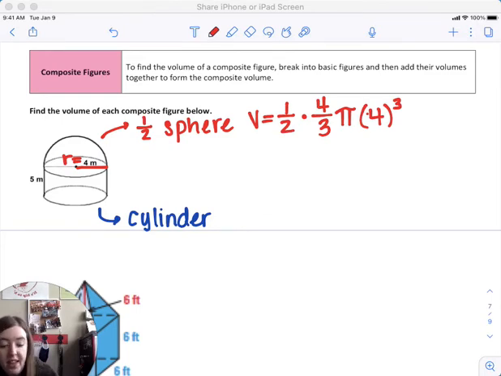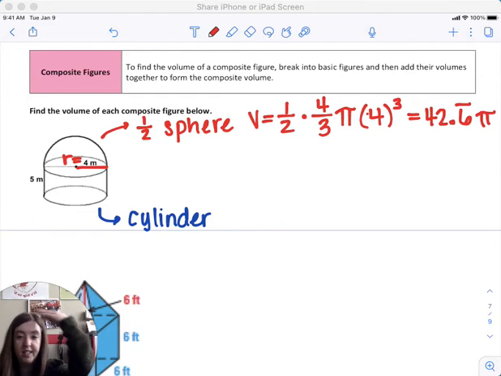So when we put that into our calculator, everything except for the pi, 1/2 times 4/3 times 4 cubed is going to give us, let's see, 42.6 repeating. So whenever you have a decimal that repeats, so 0.6666666 on and on forever, we just write one of the 6 and give it a little hat.